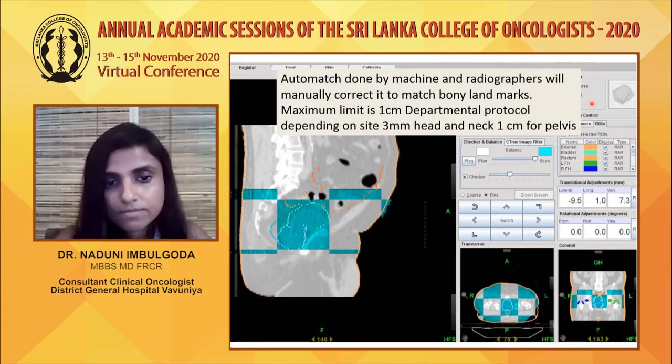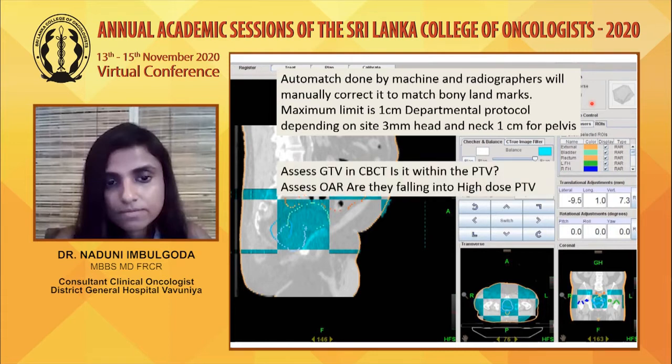And first, after the bony match is complete, we need to assess the gross tumor volume in the cone beam CT. So this is a prostate plan. We look at the blue, which is the cone beam CT image, and see whether the prostate we can see in the blue cone beam CT image is within the PTV of the planning CT. And next we assess whether the organs at risk fall within the high dose PTV.